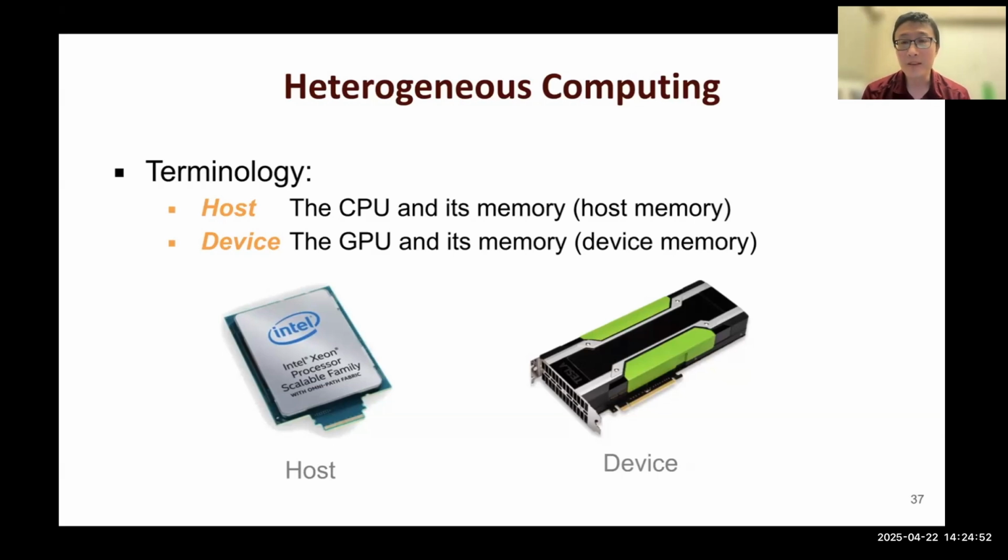So essentially, there are two categories of computing devices. One is defined as a host, and the other is defined as a device. In the context of CUDA, host always refers to the CPU, and device always refers to the GPU. There are historical reasons, right? In OpenCL, even the CPU could be treated as a device, but CUDA has a very clear distinction between host and device.